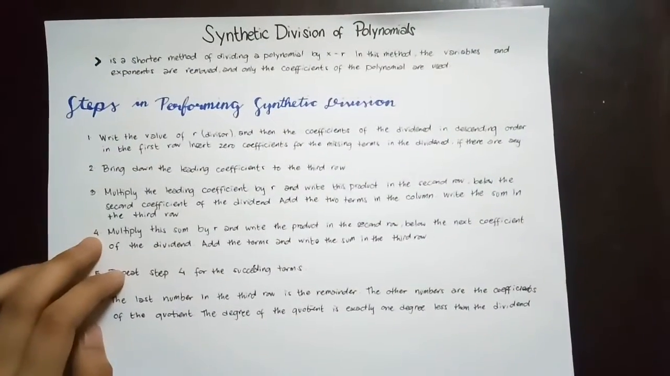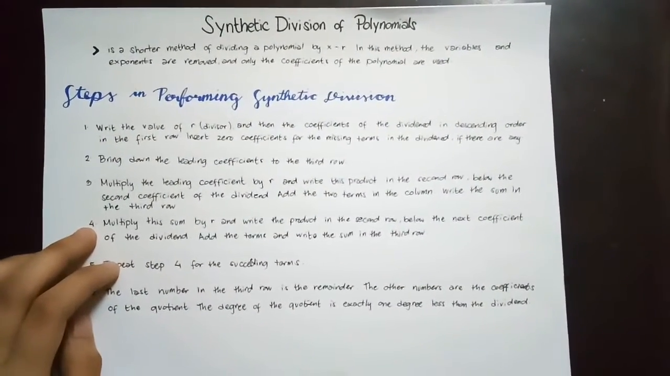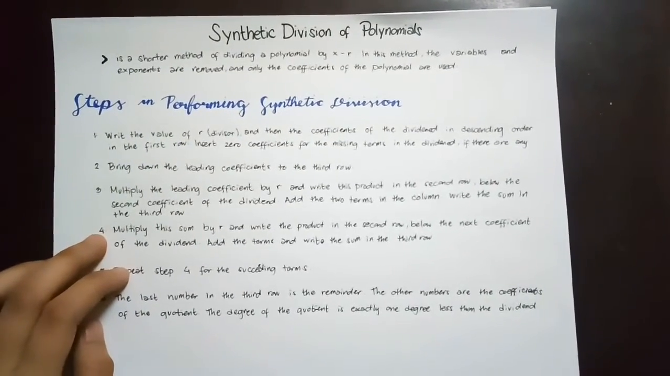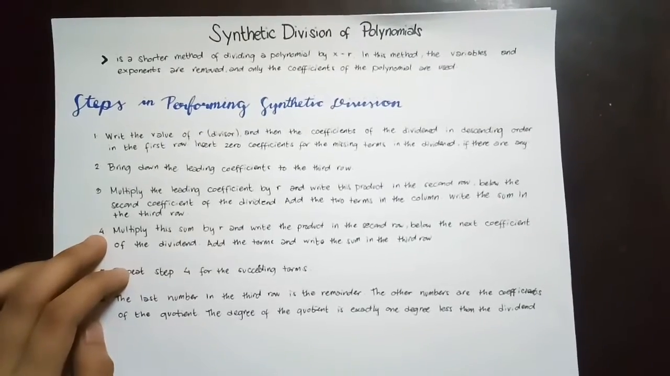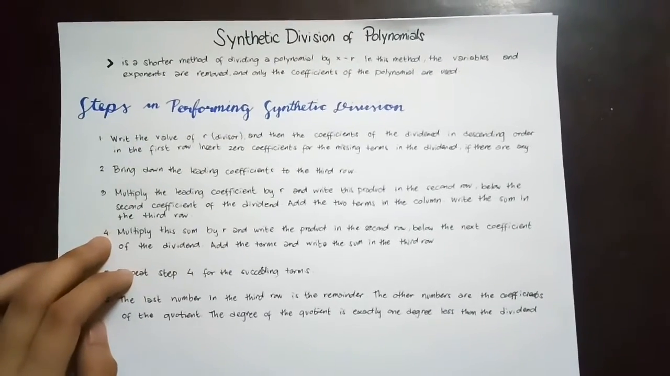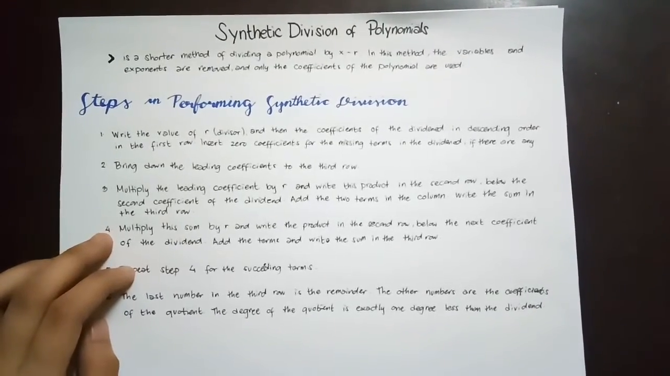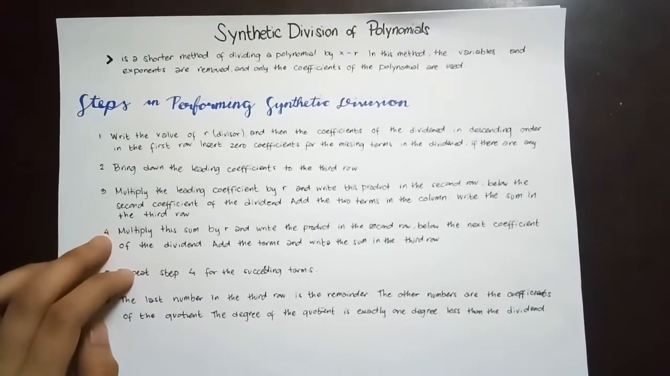Today I'm going to show you how to perform the synthetic division of polynomials. So, what is synthetic division of polynomials? It is a shorter method of dividing a polynomial by x minus 3. In this method, the variables and exponents are removed and only the coefficients of the polynomial are used.